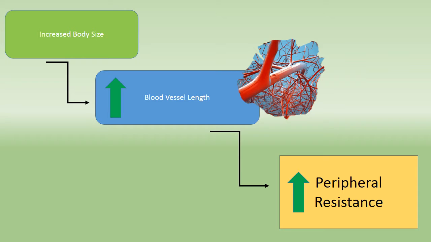When a person gains weight, this can have a negative impact on the blood vessels. An unhealthy diet and poor health habits make it harder for the body to transport good nutrients. Blood vessel length increases and peripheral resistance is also increased.